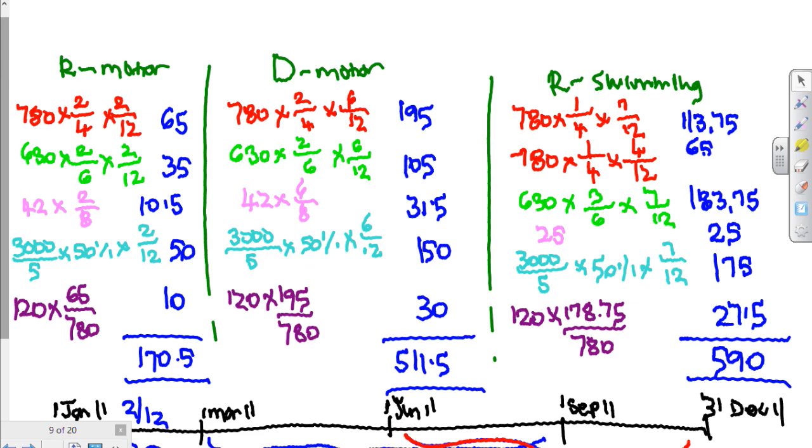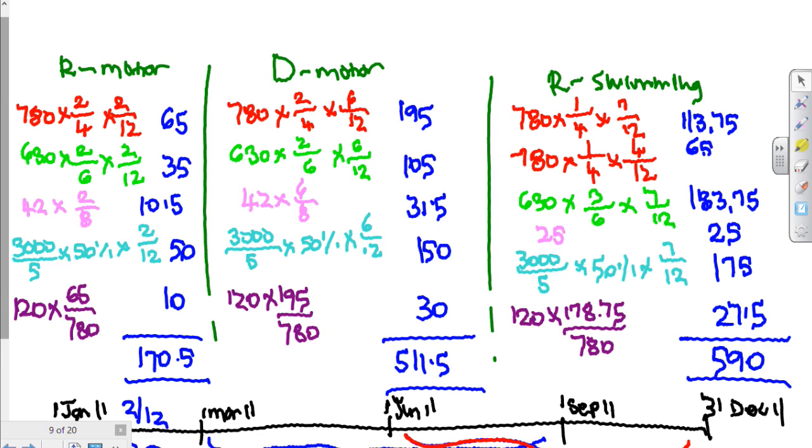It's just allocating. The consumables I want to touch on because that one works differently. Consumables was only incurred for the time that we worked on the project. So for the 42, we're going to split it between research and development of motor, 2/8, 6/8, not over 12. Depreciation was straightforward. They told you all you had to do was work out the months. So they said a 3 million asset over 5 years, we're going to depreciate. 50% was used in this one for 2 months, 50% in this one for 6 months, 50% here for 7 months. So half of the machine.